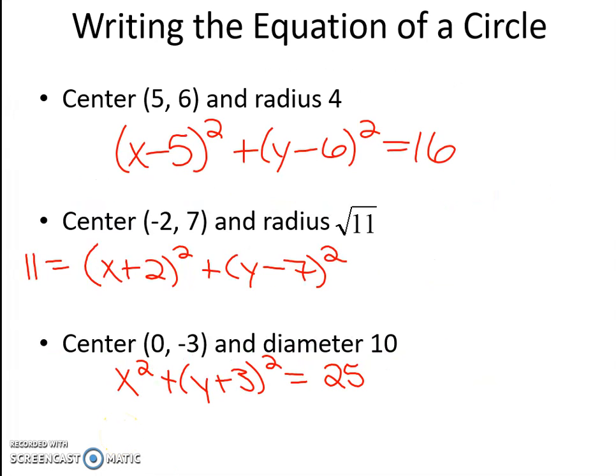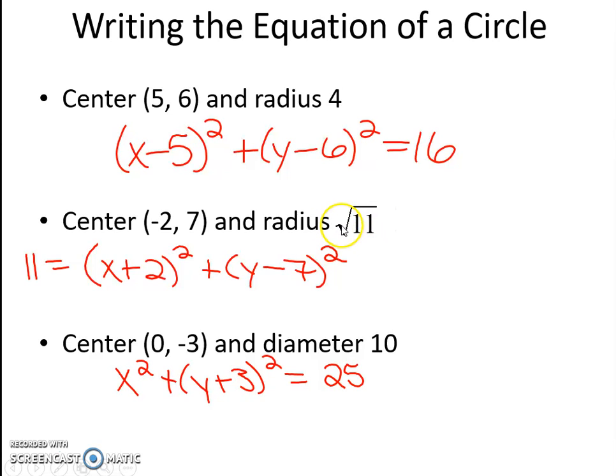So if I want to write the equation of a circle, I'm going to plug it in. (x minus 5) squared plus (y minus 6) squared equals 4 squared, which is 16, r squared. It's like the Pythagorean theorem in a way. Here, if I have a center of negative 2, 7, x plus 2 squared plus y minus 7 squared equals square root of 11 squared.